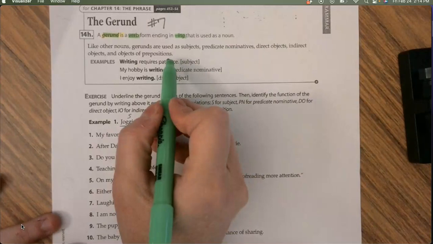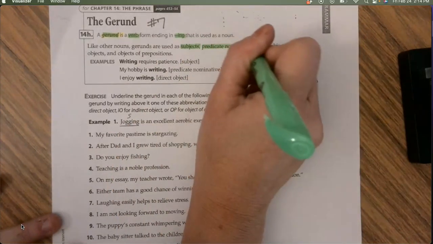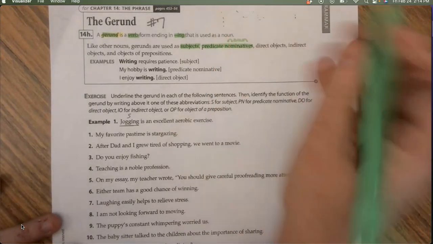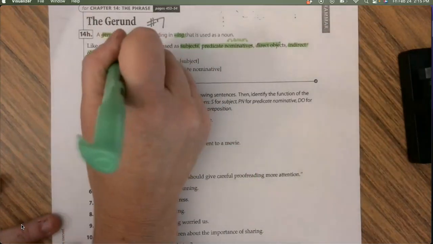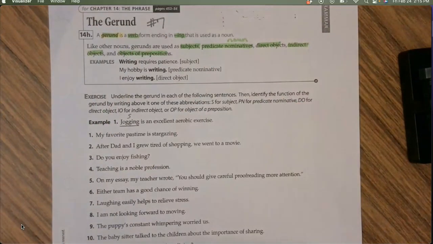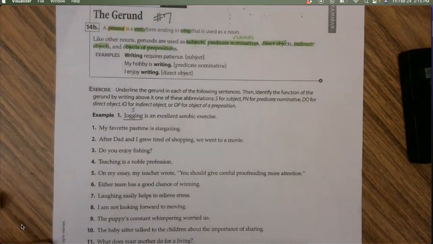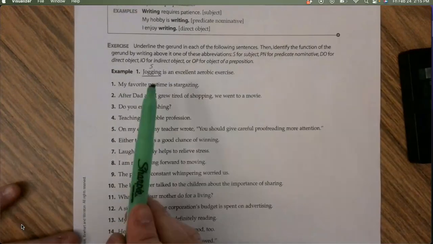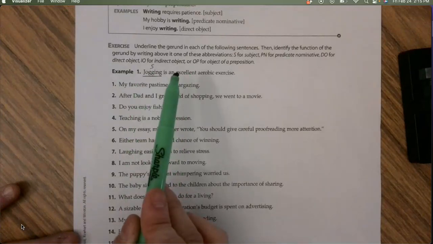And so we're looking for a verb that ends in ing. And it acts like a noun, meaning that it's either being a subject in a sentence, a predicate nominative, which is another way to say a predicate noun, a direct object, an indirect object, or object of a preposition. And you'll see in here they're really not going to talk about appositives, so that's one less that you need to worry about right now. So in the example, you'll see that they're underlining the gerund, the verb that ends in ing, and trying to figure out what job it's doing.